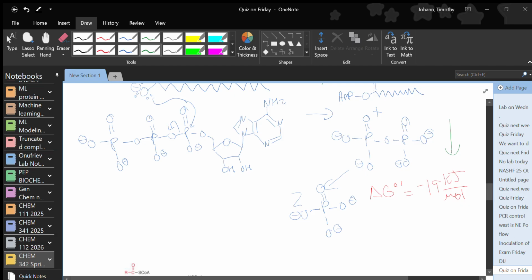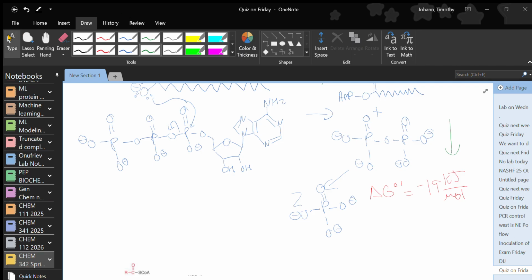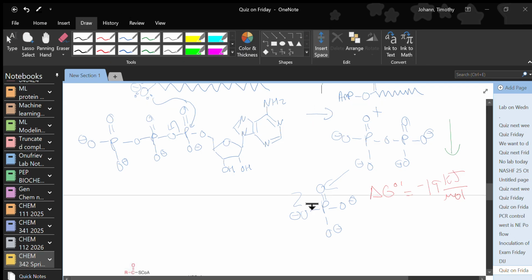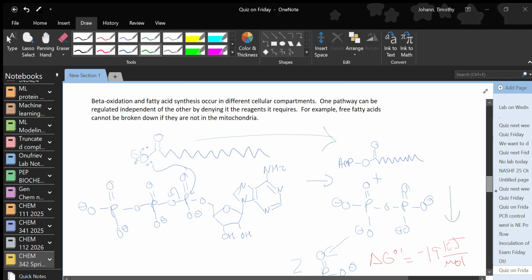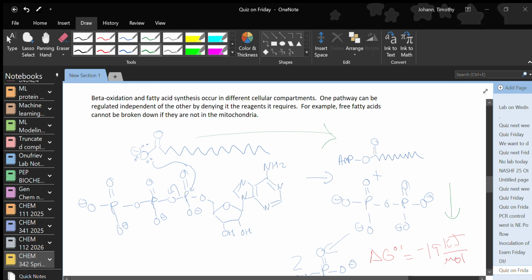How many ATP equivalents did it cost to put this thing on it? Well, actually, we haven't done it yet. I'm going to bring in a CoA. Remember, the CoA has an SH on it, and so the SH, we could take the H off.